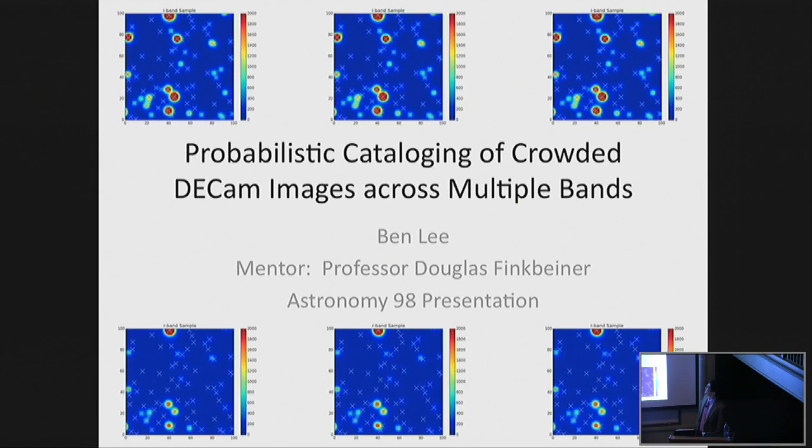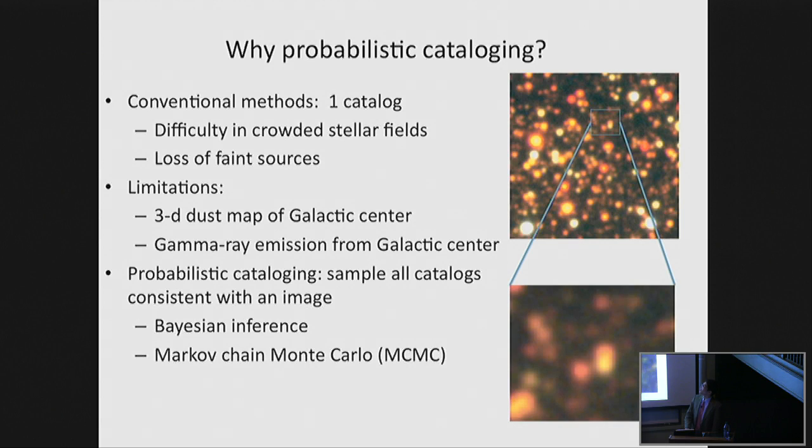So my project is on probabilistic cataloging, and my mentor is Professor Doug Finkbeiner. The first question to address here is what exactly is probabilistic cataloging and why is it something we should be thinking about? Well, conventional cataloging software, given one image of a stellar field, will return one realization of a potential catalog with x and y positions, fluxes, and associated error values.